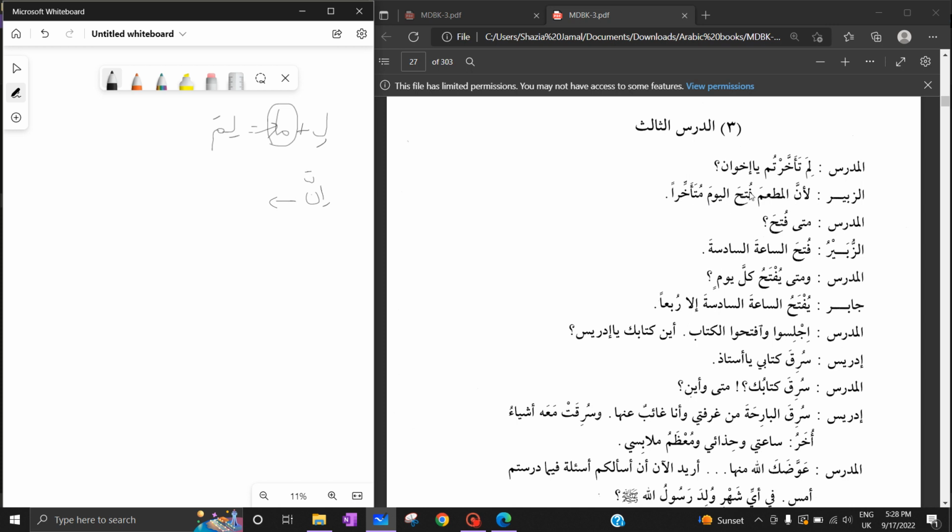Futiha, now this structure in the past tense is majhul or passive. Futiha in a normal active past tense is fataha. But in majhul, what is the difference? The first difference is fu. The second is ti and ha. So what is the rule for majhul?